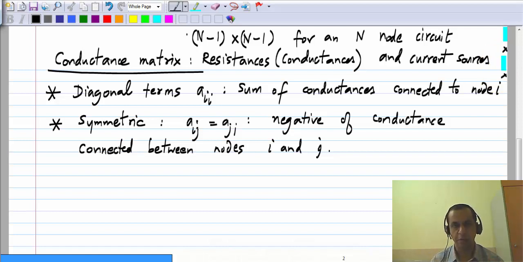This structure will be obvious when we consider examples of what happens when we make some changes to the circuit. Okay. So that's the structure of the conductance matrix for a circuit consisting of only resistors and current sources. This will become clearer when I take an example, a circuit, and then modify it in certain ways and see how the conductance matrix changes. Okay.